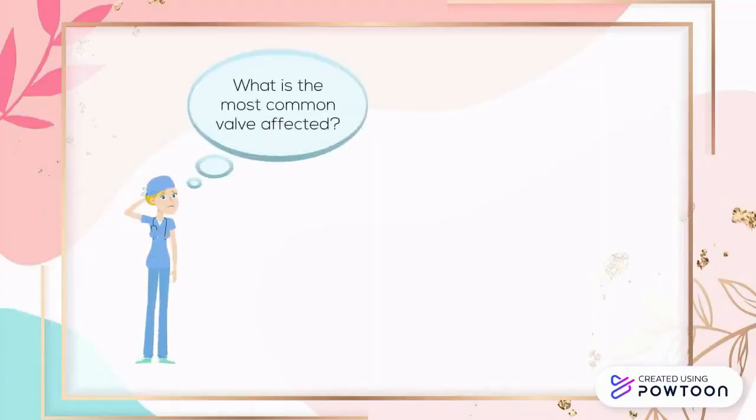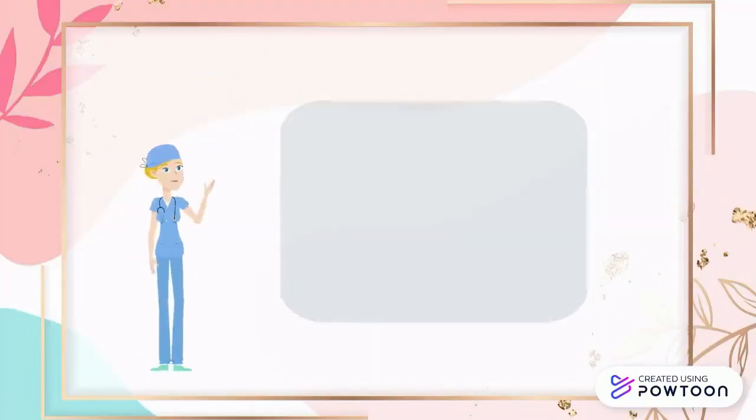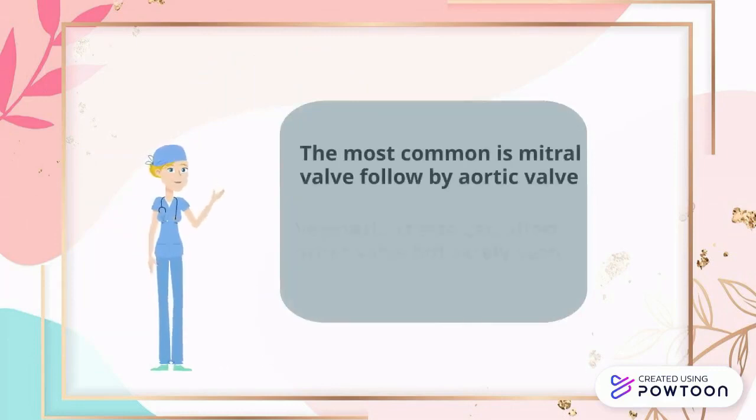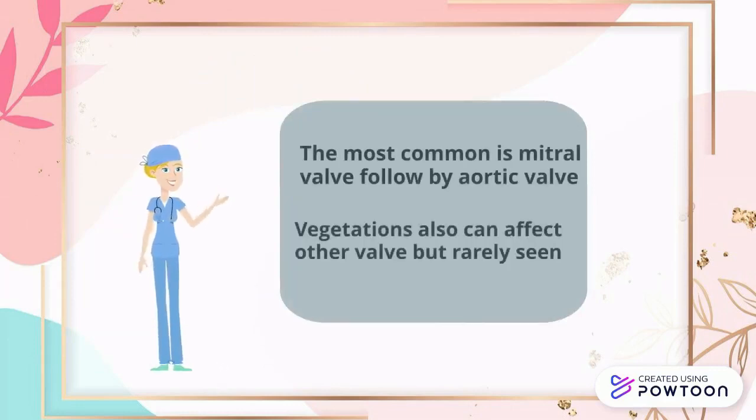What is the most commonly affected valve? The most commonly affected valves are the mitral valve and aortic valve. The vegetations can also affect other valves, but this is rarely seen.